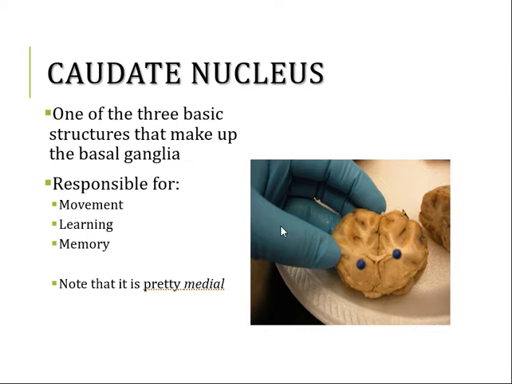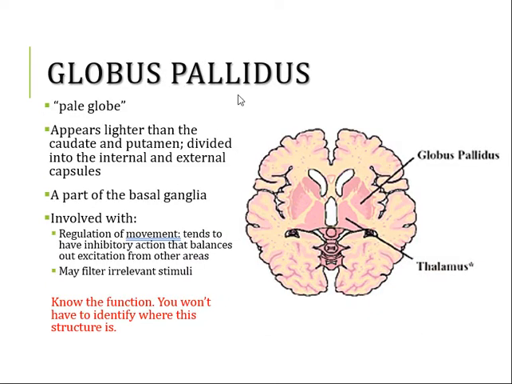And then moving on to the globus pallidus, that is another name for pale globe. And it appears lighter than the caudate and putamen, and it's divided into our internal and external segments. And it's involved with regulating movement, and it acts in an inhibitory manner that balances out excitation from other areas. So it broadly slows everything down and helps to filter irrelevant stimuli from other parts of the brain. You have to know what the globus pallidus does, but for identification purposes, you won't have to find this structure.